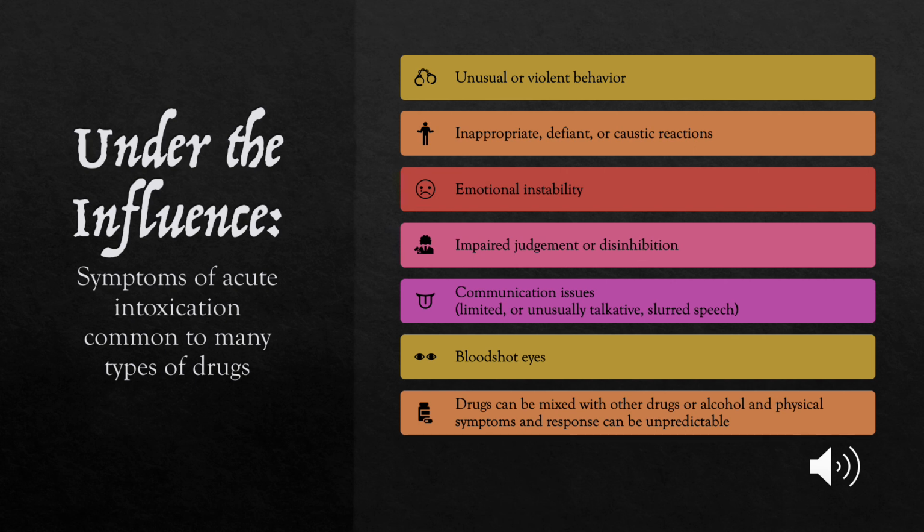A student that's acutely intoxicated will display unusual or violent behavior. They will be inappropriate or defiant. Their emotions will be very volatile. Their judgment will be impaired. Their communication will be affected. They could limit the amount they're talking to you. They could be unusually talkative. Their speech might be slurred, or they could be speaking really fast. If you look at their eyes, they'll be bloodshot.